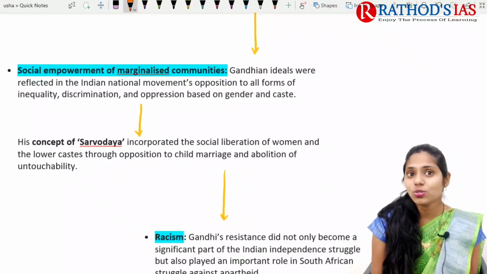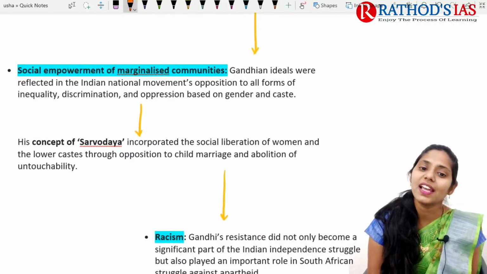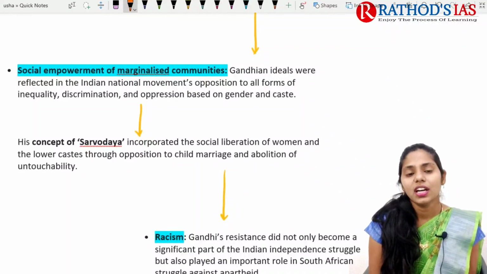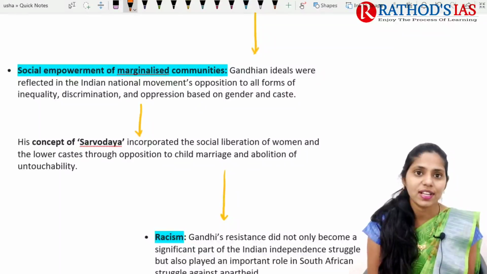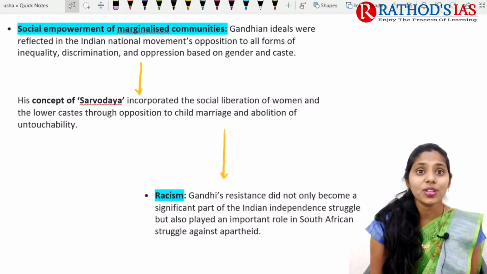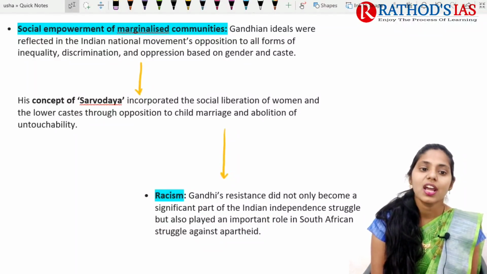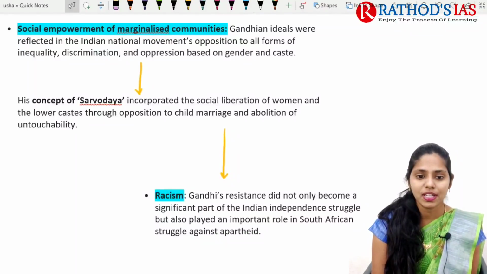He also focused on social empowerment, mainly of marginalized communities. He opposed inequality, discrimination and oppression based on gender and caste. He also came up with the concept of Sarvodaya. Sarvodaya mainly incorporated the social liberation of women and lower castes through opposition to child marriage and the abolition of untouchability.